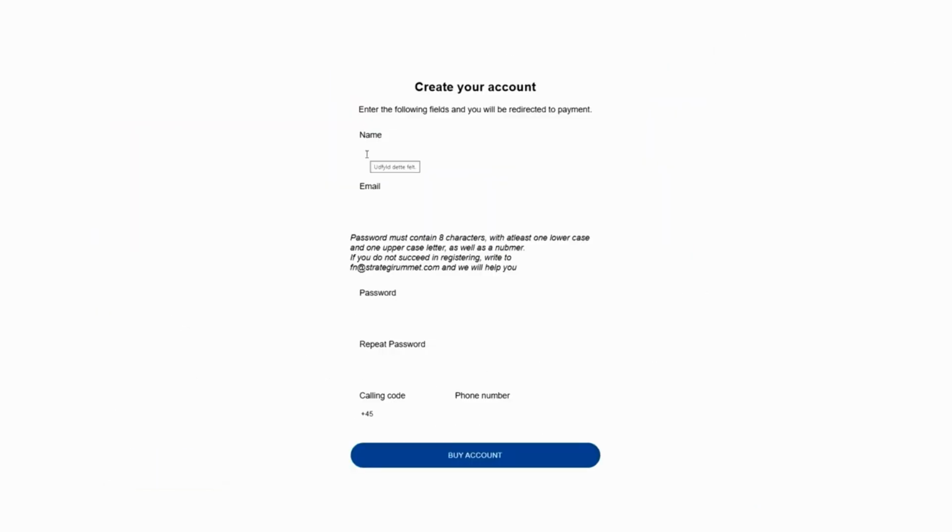You register as a user by filling out your name here and your email address, a password, and repeat the password here, and your phone number. And if you are buying a license, it will say here buy account. And if you're only using PMS education, there will be a register here.